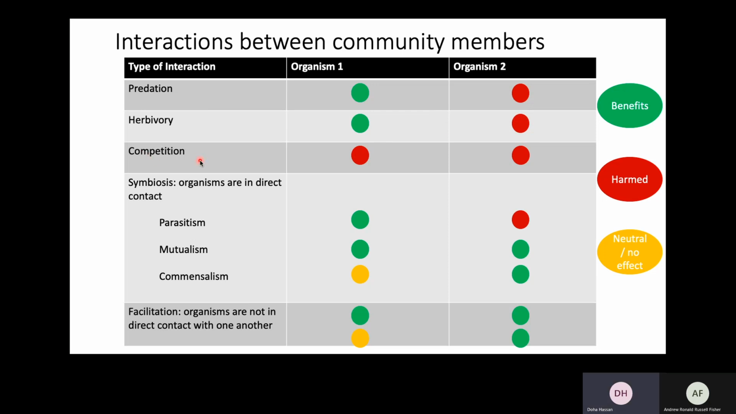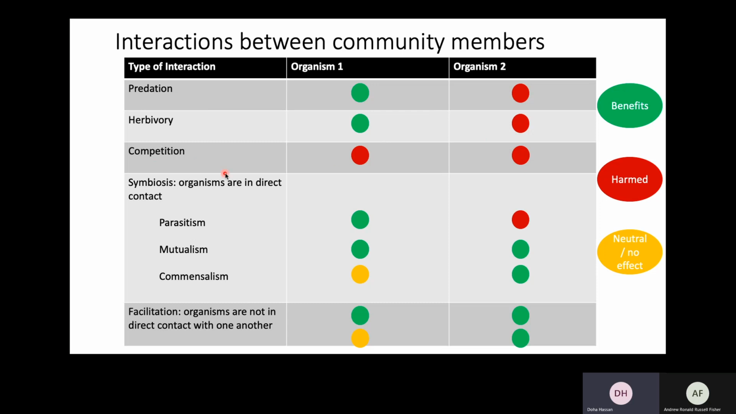And then competition. In competition, both parties are harmed. It doesn't necessarily mean it's severe and it doesn't mean that it's death, but in general, both of them are using resources to outcompete each other. So it's kind of a waste of resources if you want to think of it like that. So both parties are being harmed. Both of them are fighting each other essentially for either a mate or a food source or a habitat or something like that.